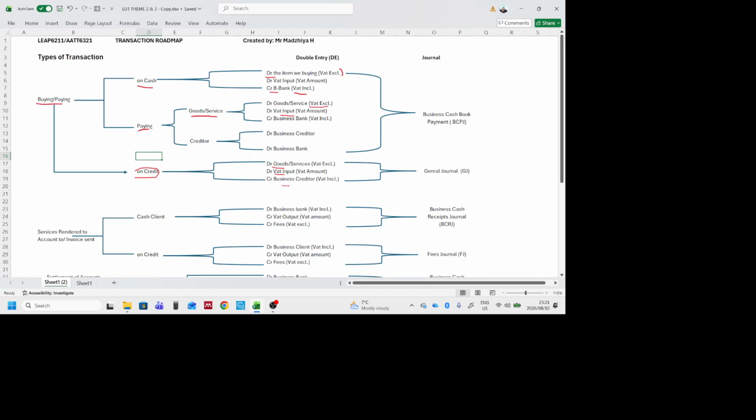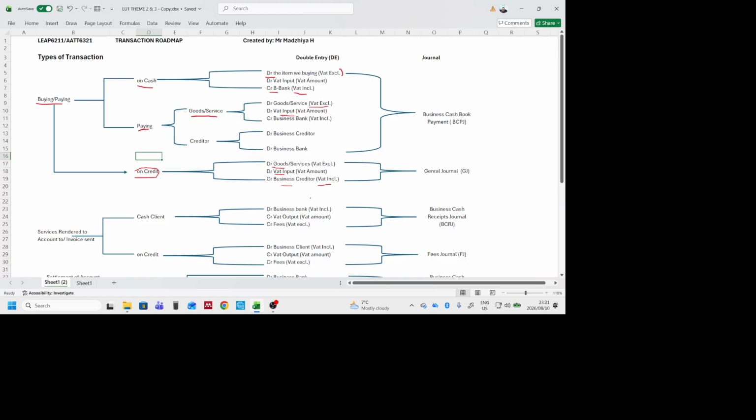When we credit the business creditor, we credit this person at a VAT inclusive amount to indicate that this is the total amount payable to this person, including VAT. This person will take the VAT amount and pay it over to SARS, and then we're going to claim it back from SARS ourselves. So every time you buy goods on credit, you debit the item or service that you are receiving on credit, debit the VAT input, and then credit the business creditor, which is including what? VAT.